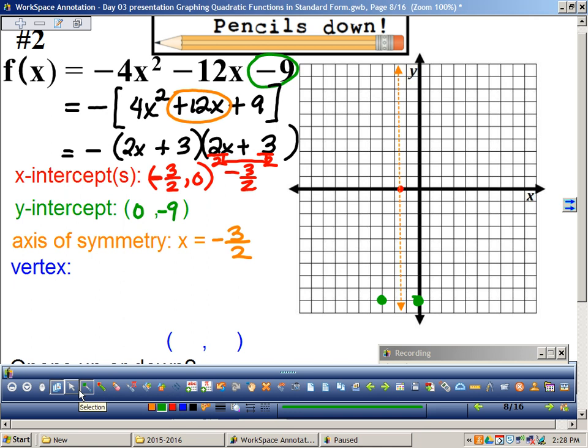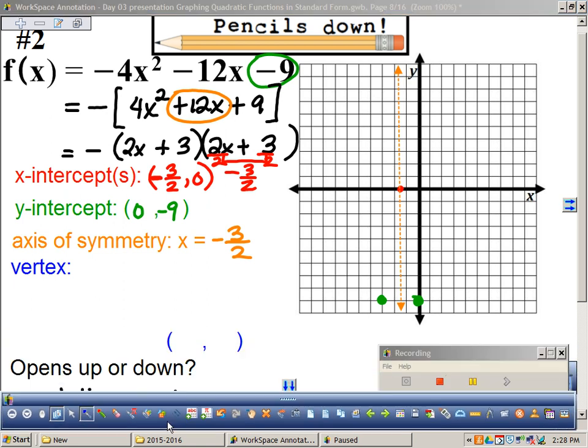Okay. All right, 5, 4, 3, 2, 1. So I already have the first piece of my vertex. It's at -3 halves.